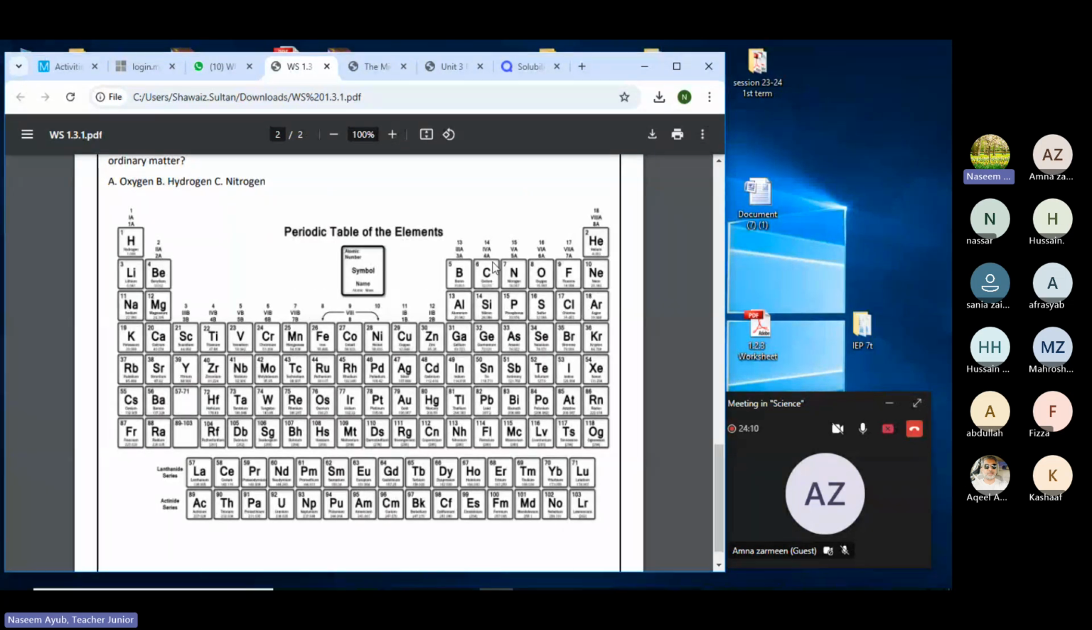Okay. So according to the periodic table, from which group is phosphorus? Group 5. Ma'am, from group 5. Yes, it's from group 5. Good. And where is the silicon from? Group 4. Ma'am, group 4. Yes, group 4. Now will you please tell me the reason why phosphorus is in group 5 and why silicon is in group 4?